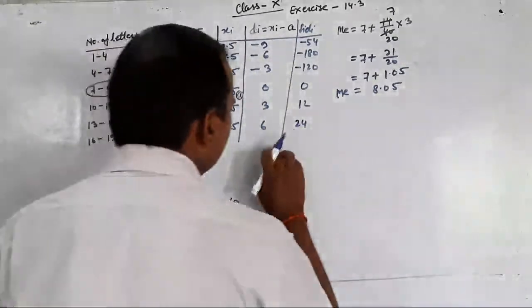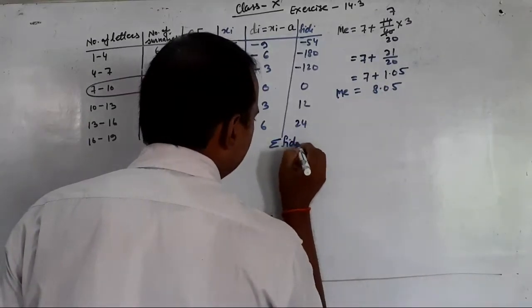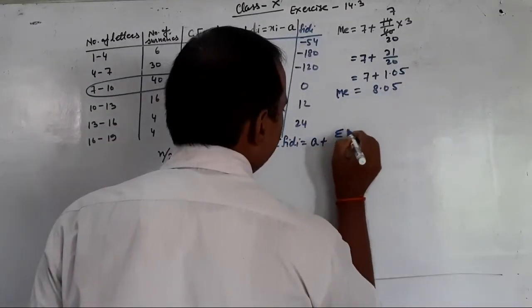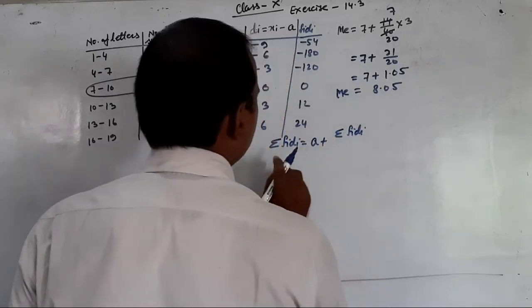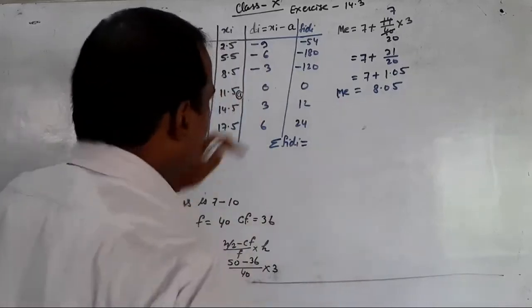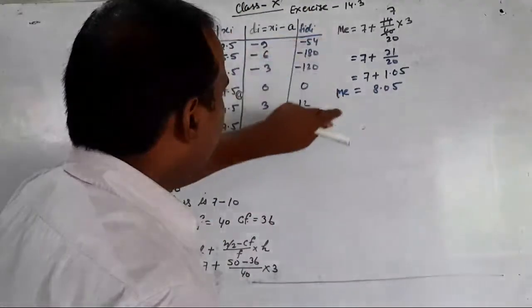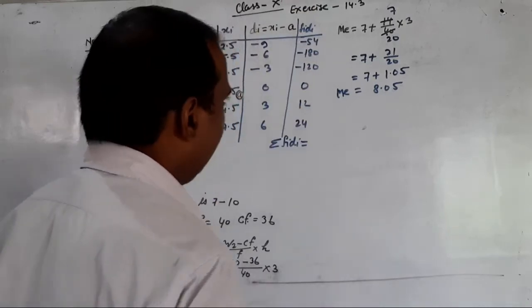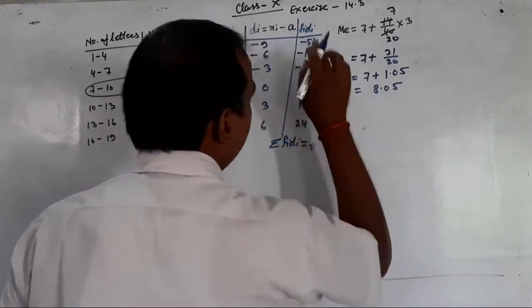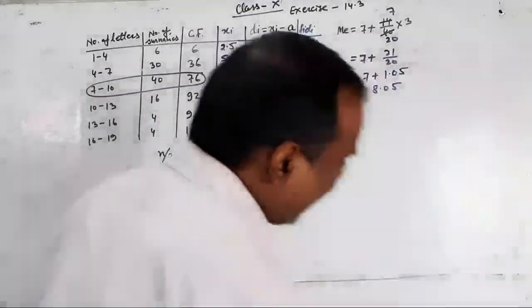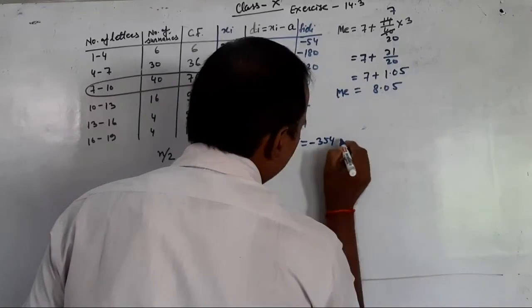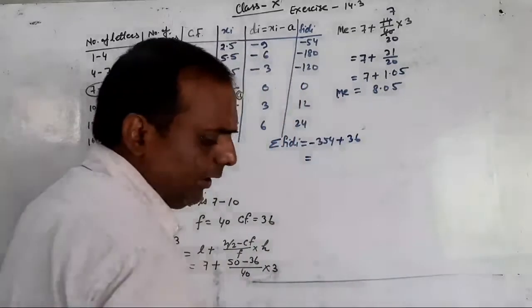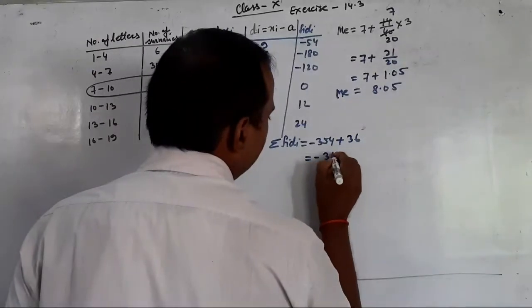And so we have to find sigma fi di, that is, find the total sum. Here the negative ones are minus 54 minus 180, it is minus 234, so it will be minus 234 and plus 24 and 12, 36, so total will be minus 198.